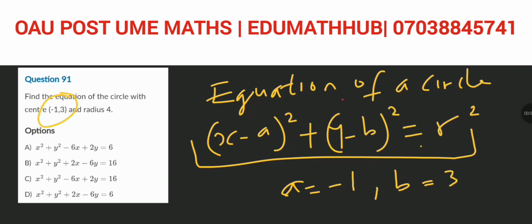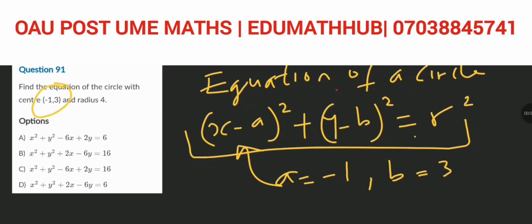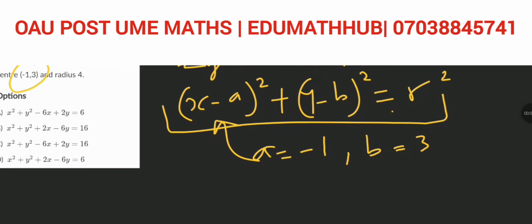So just come here and plug it in. x and y still remain as x and y. So let's substitute. This is minus 1 here, so minus 1 goes into this expression. So you're going to get x minus, that will be plus 1 because you have minus 1 here and you also have minus here. So at the end of the day, you're going to get plus 1.